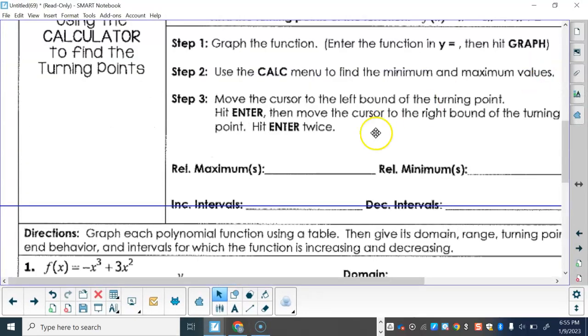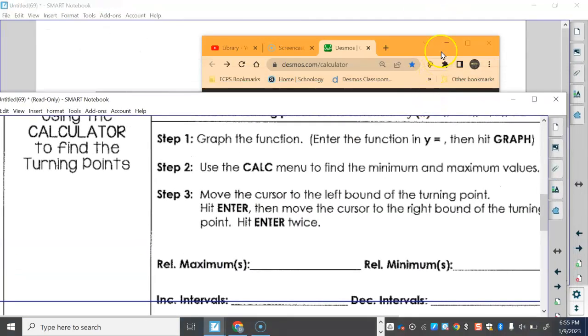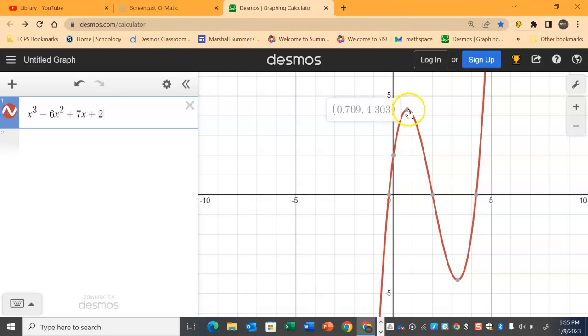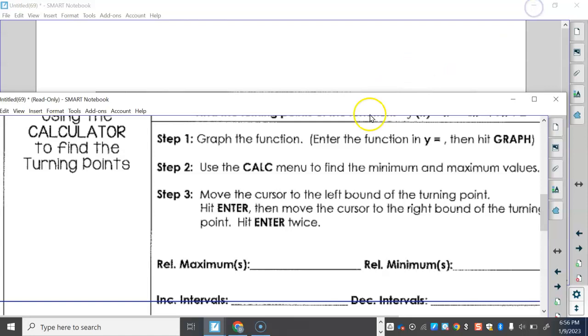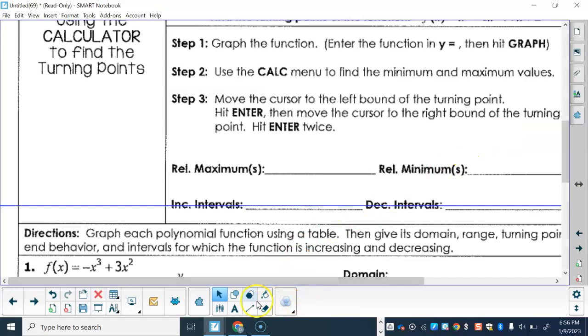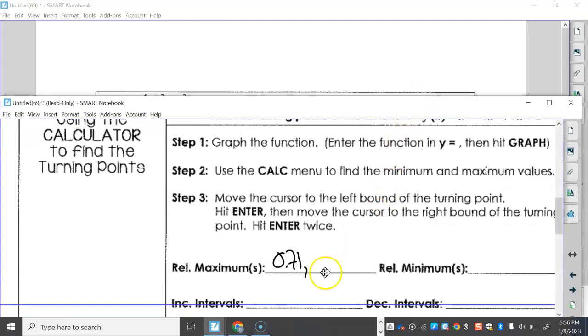Okay, so hopefully now you know how to find the relative max and mins on the graphing calculator. Let me double check here. So it said 0.71, 4.3 is a maximum. So 0.71, comma, what did I say it was? 4.3? I don't remember. I think it was 4.3.